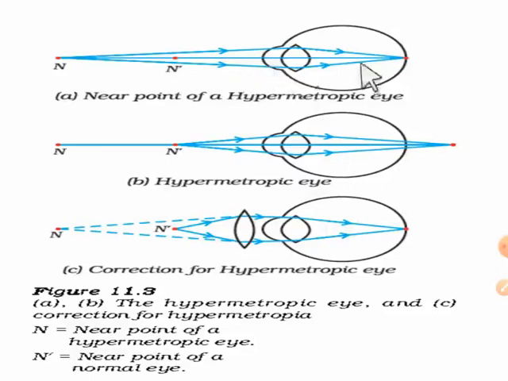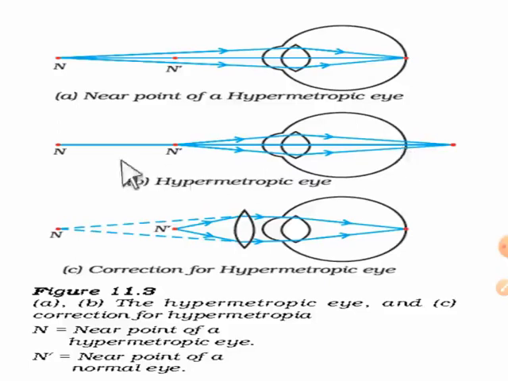So what happens in the case of this hypermetropic eye? Instead of forming the image onto the retina, it is formed behind the retina. That means the converging power of the eye lens is less. If it had more converging power, then this light ray which goes behind the retina would have been focused onto the retina, right?